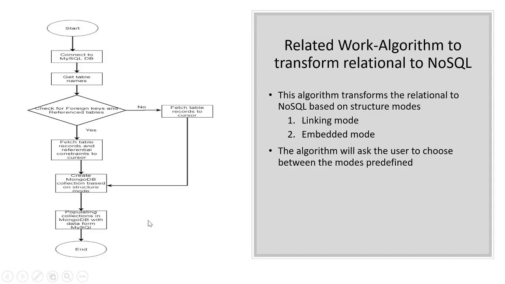This is a flowchart of the existing algorithm. First, the algorithm will get the connection established to the MySQL database and get table names. If a table has foreign keys and reference tables, then the table record with the referential constraint will be fetched to the cursor. If it doesn't have any foreign keys, just the table record will be fetched to the cursor. The user will specify the structure mode. There are two structure modes: one is linking mode and the other is embedded mode. The MongoDB collections will be created based on the given structure mode.